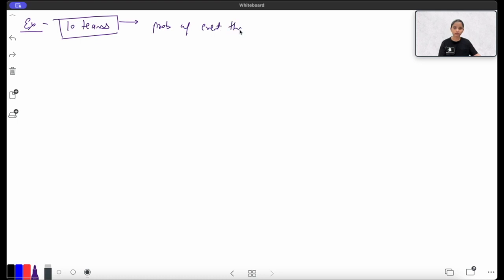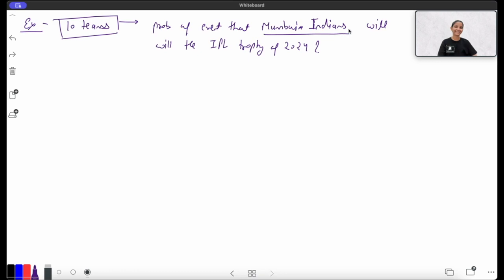We are trying to find the probability of the event that Mumbai Indians will win the IPL trophy of 2024. Don't get offended if you like any other team, like maybe Chennai Super Kings or Delhi Devils. You can just replace it there and find the probability of the event of Chennai Super Kings winning this IPL trophy.